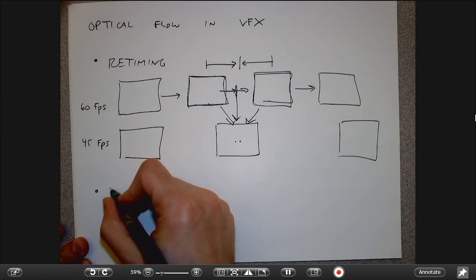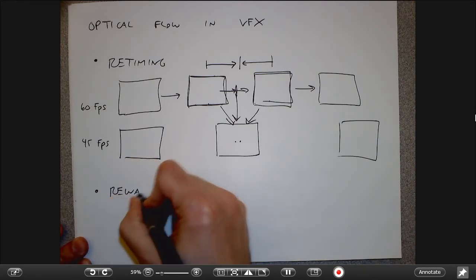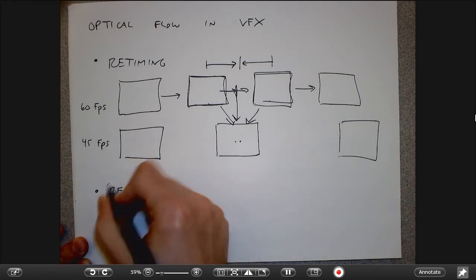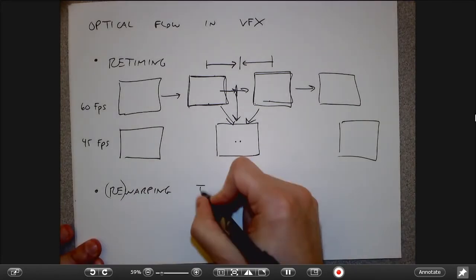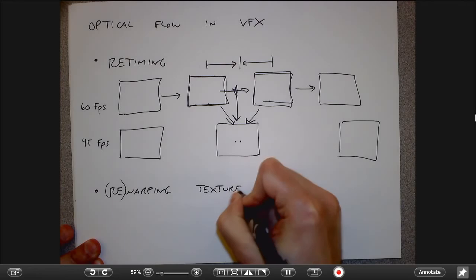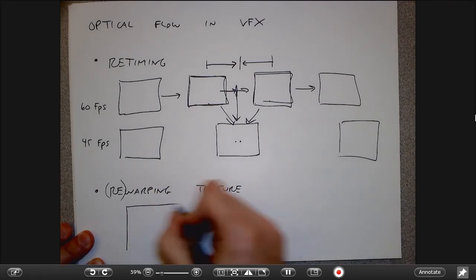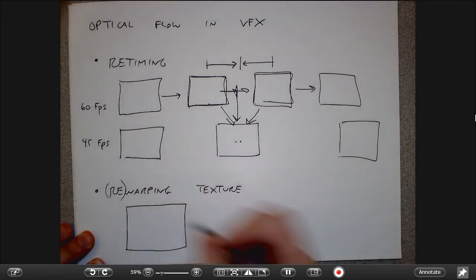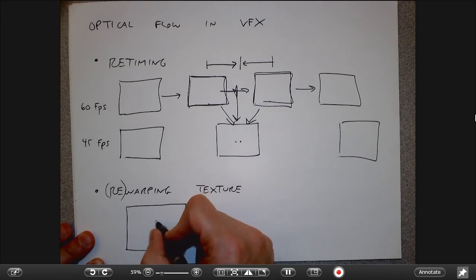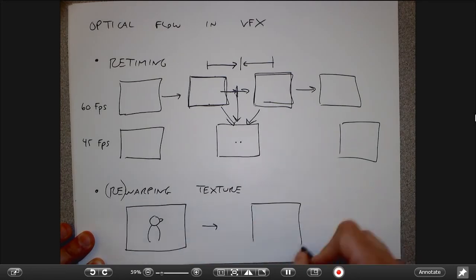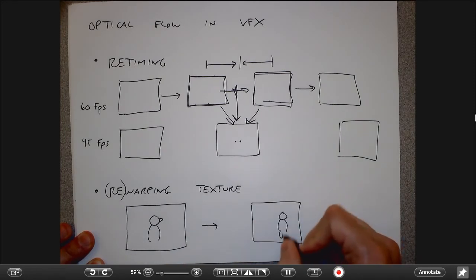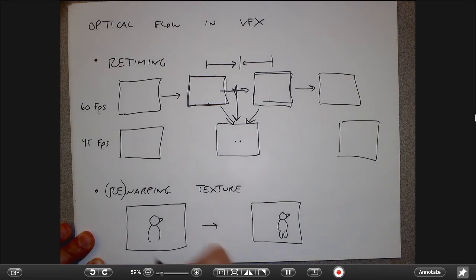The other thing that happens a lot is warping texture, right? So, for example, suppose we want to do an in-painting problem where I have a guy that is occluding the background, and in the next frame he moves over to here, and suppose I want to remove him from this background.